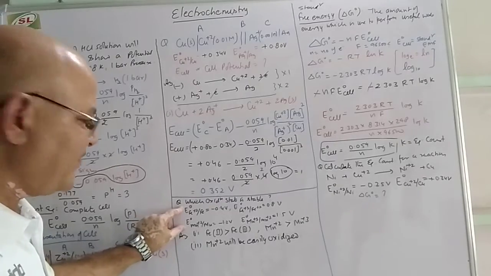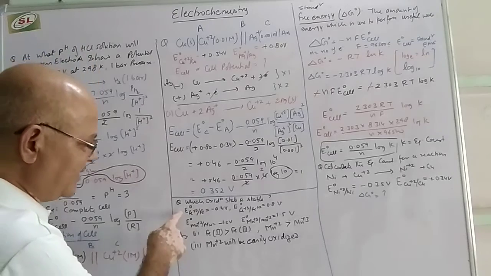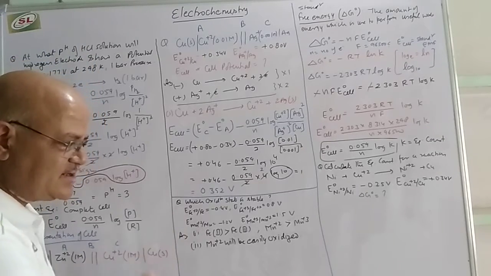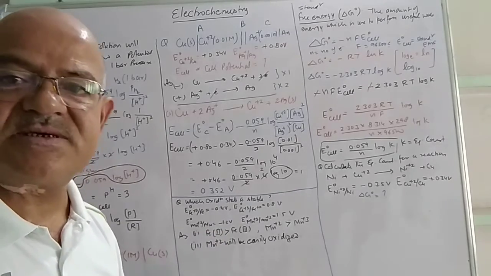Now out of Fe+2 and Mn+2, which will oxidize first? If you compare the electrode potential of these two ions, this value is lesser. So Mn+2 oxidizes easily.